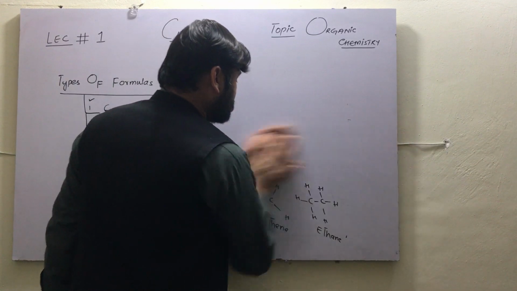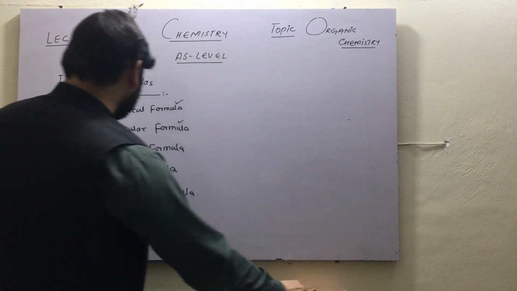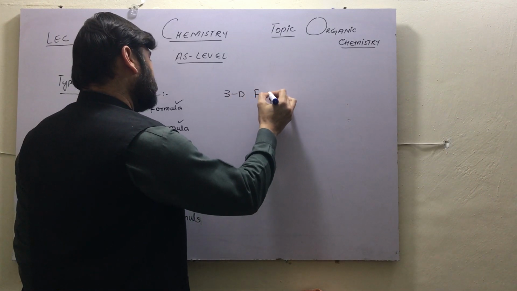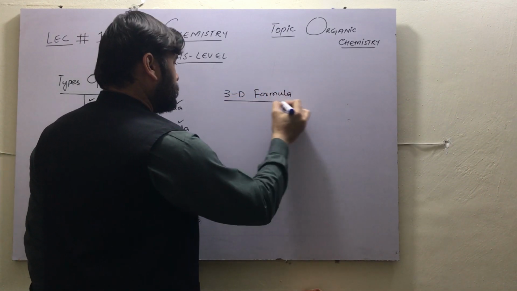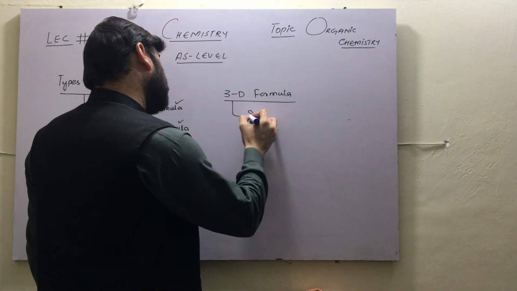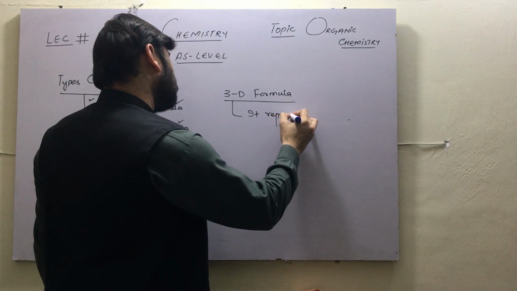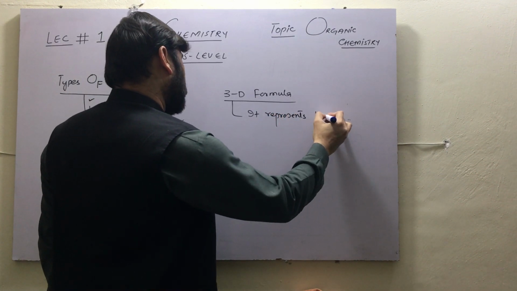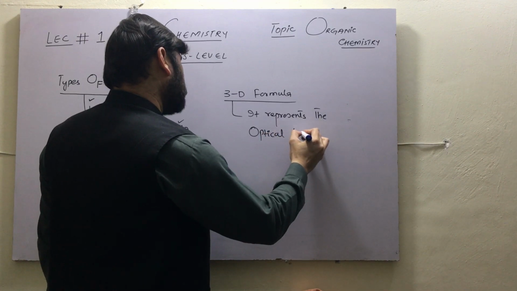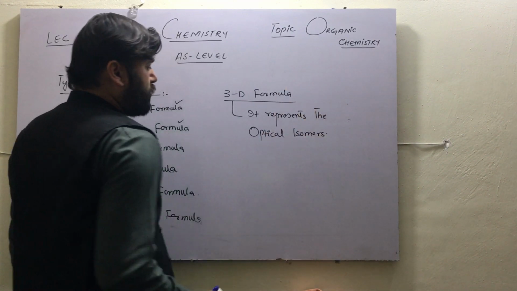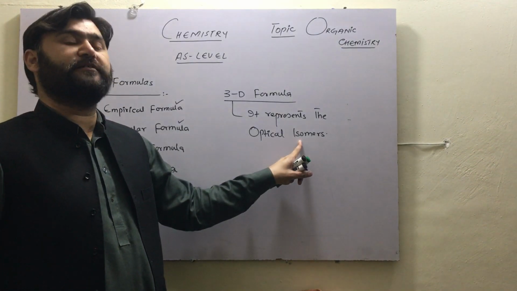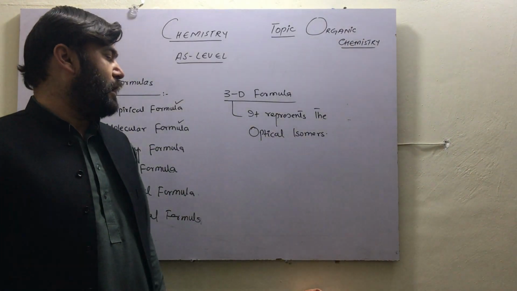Okay, come to the next one. The next one is the 3D formula. 3D formula, three dimensional. It means it represents the optical isomers. Isomers are those compounds having the same molecular formula but different structural formula. So that's why they are called isomers.